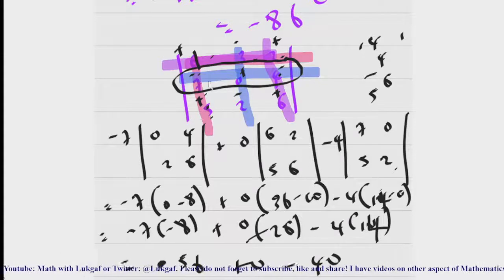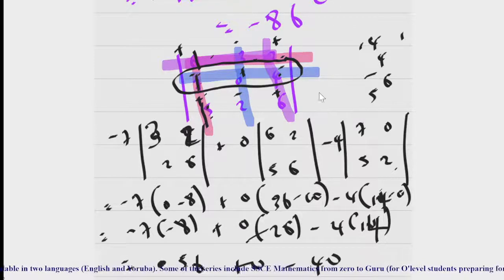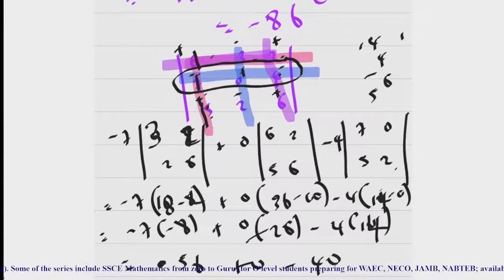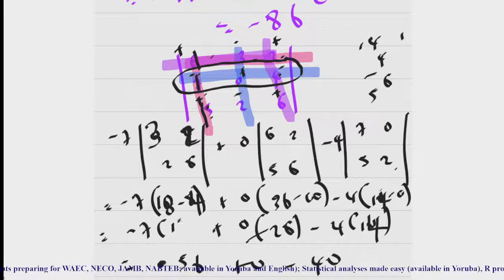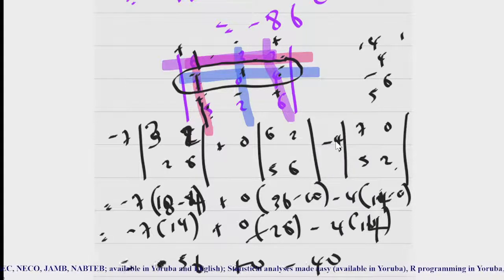Let us check it again. I'm sorry about that. If you clear the row as well as the column of this one, I think that's where the error is. We are considering this one. If you clear the row as well as the column, I'm going to have 3, 2, 2, 6. And 3 times 6 is 18 minus 4, and 18 minus 4 is going to give me 14. I hope you understand now.